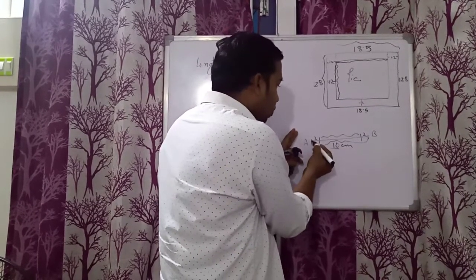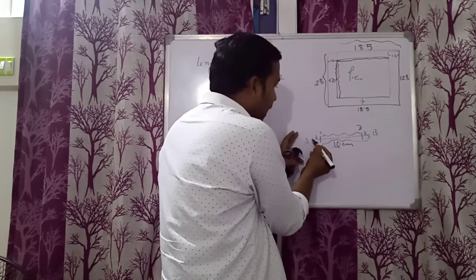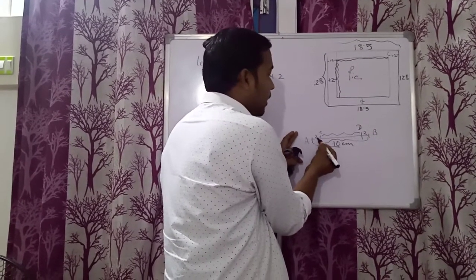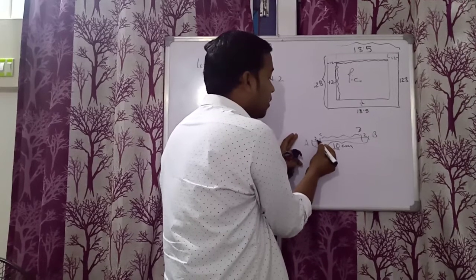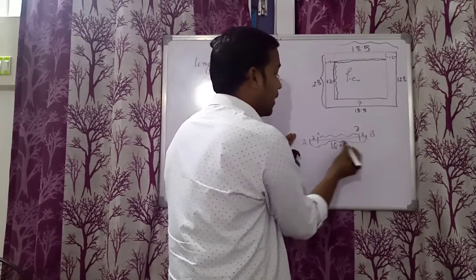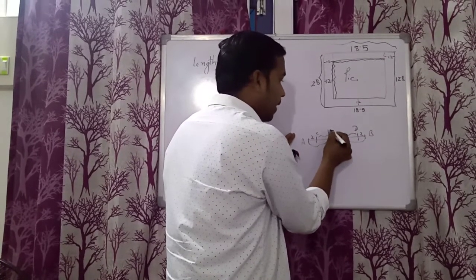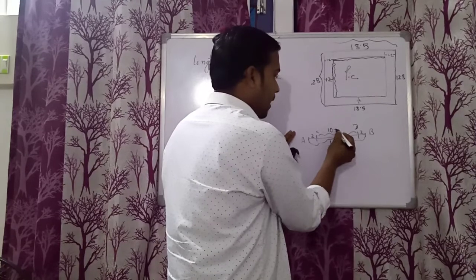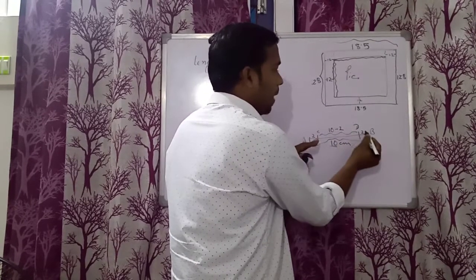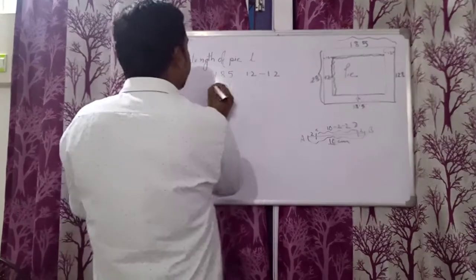Then suppose this one is C and this one is D. Length of A to C is 2 centimeter. Then D to B is also equal to 2 centimeter. Then what is the length of CD? Length of CD will be 10 minus this 2 minus this 2. Okay, like this way I am doing.